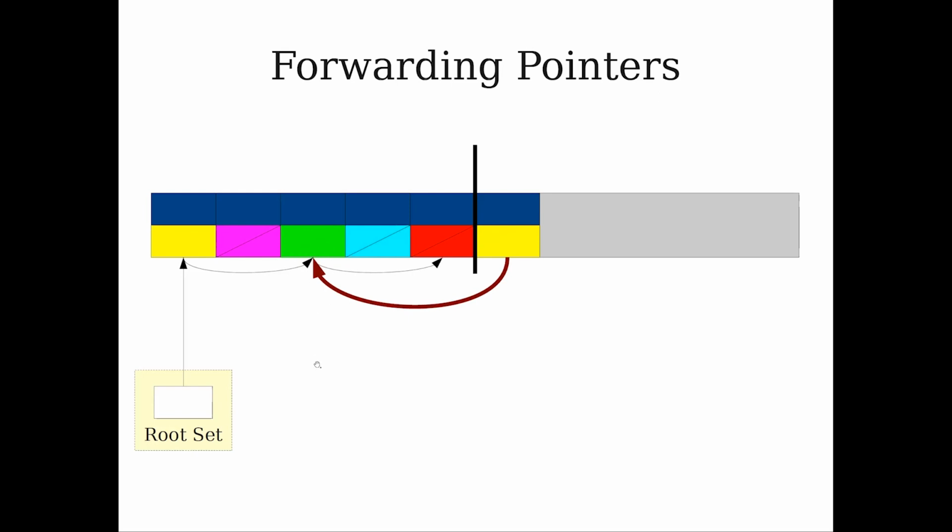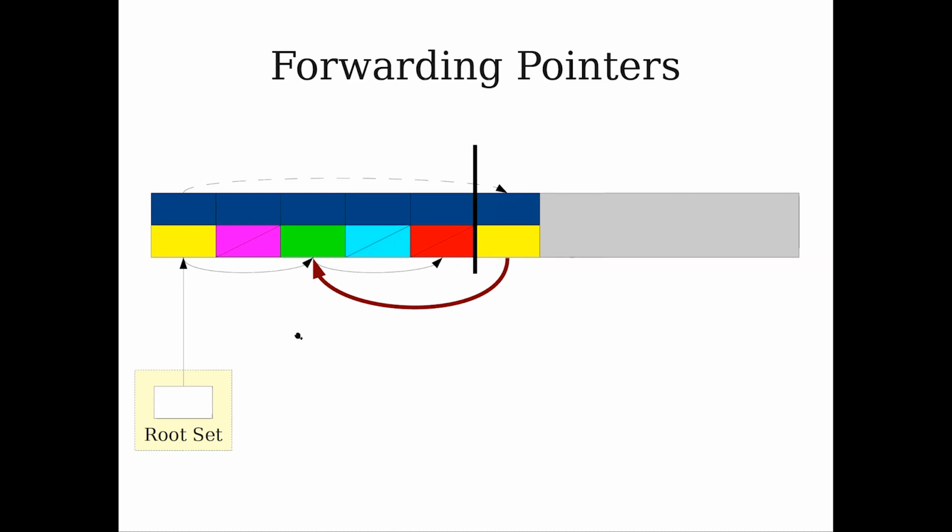At the same time, after copying yellow, we also set a forwarding pointer saying that the old yellow, which was here, can now be found here. Otherwise things are going to be the same. Because we did the bit copy, the next pointer still points to the old object. After bit copying, we set up this forwarding pointer which tells us the new yellow object can be found here. Now we go on to the objects pointed to by yellow, which is green.